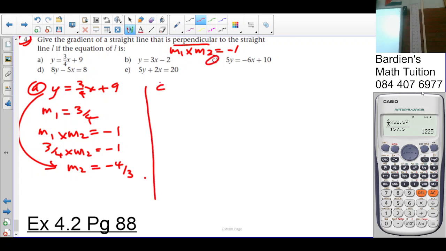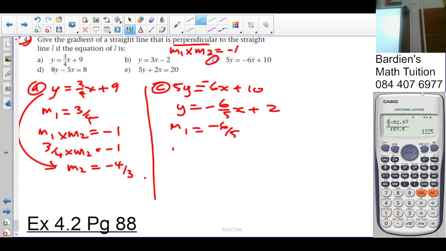C is the issue. There's a different problem here. What's the issue here? It is not in standard form. So I must get it in standard form first. So I divide by 5. And then you have y is equal to negative 6 over 5x plus 2. So what's the gradient of the first line? Negative 6 over 5. So what's the gradient of the second line? The additive inverse of this? 5 over 6.